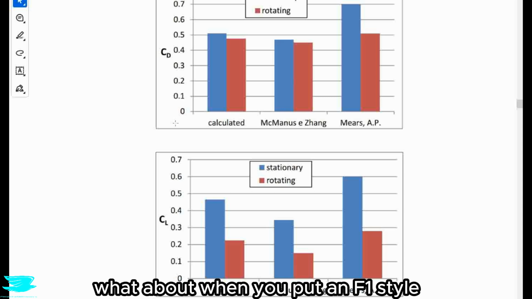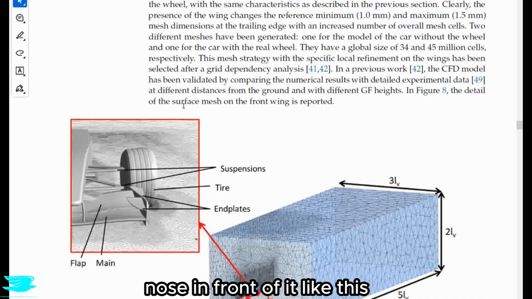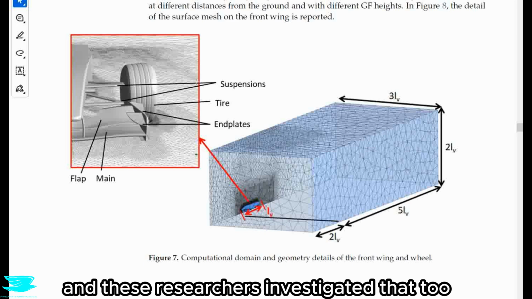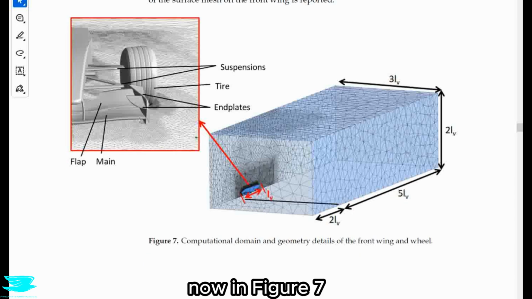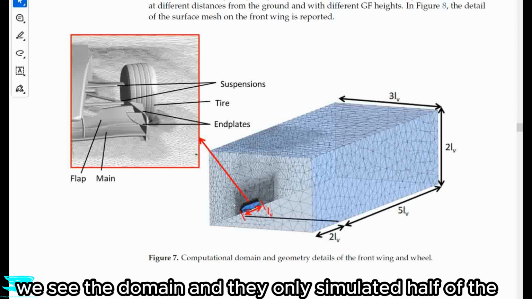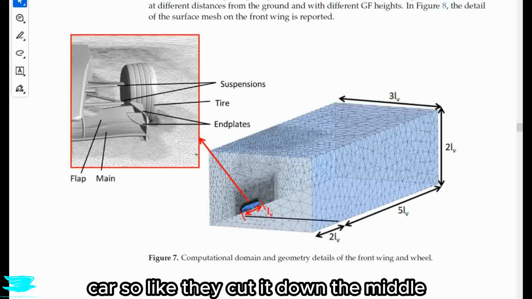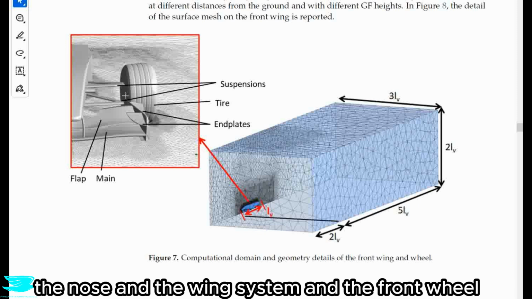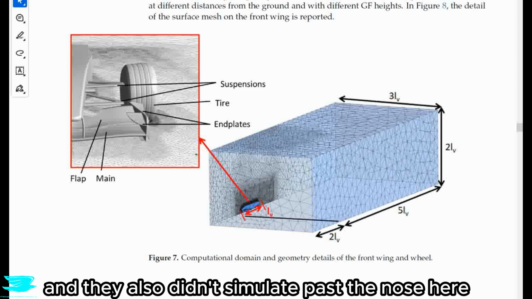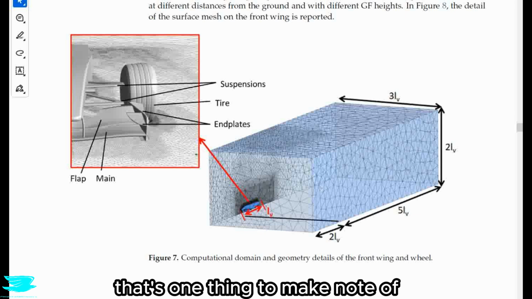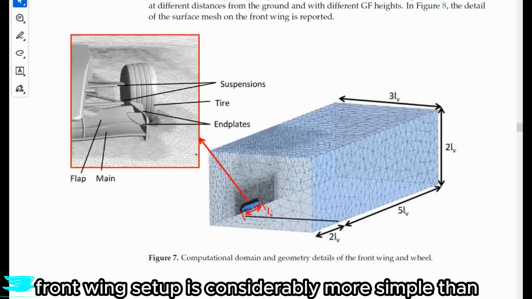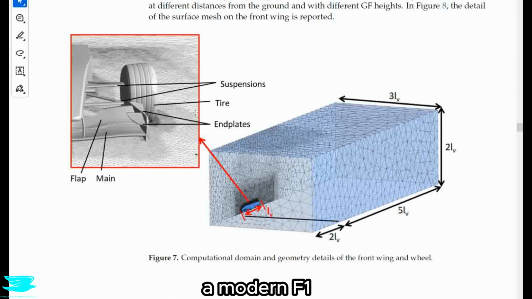What about when you put an F1 style nose in front of it, like this? Now that CFD gets much harder, and these researchers investigated that too. Now in figure 7, we see the domain, and they only simulated half of the car. So they cut it down the middle and only did the front half, the nose and the wing system and the front wheel. And they also didn't simulate past the nose here. That's one thing to make note of. One thing to note is that this front wing setup is considerably more simple than a modern F1 wing setup.